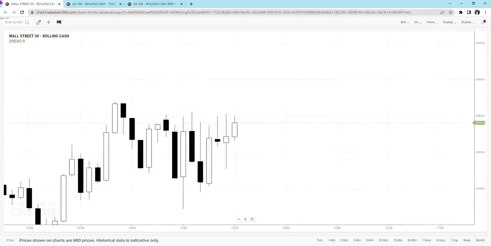Stand by on the Dow. Ooh, it's tricky when one index is marching higher and the other one isn't. At least it is for me.